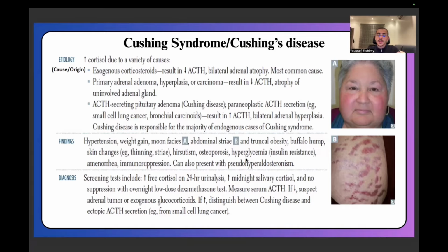There would be hirsutism. There would be osteoporosis because of the decreased osteoblast activity. There would be hyperglycemia. We mentioned that corticosteroids are diabetogenic. So there would be insulin resistance. They are more prone to developing diabetes. There would be amenorrhea because it interrupts the GnRH signaling. There would be also immunosuppression. So all of these are basically symptoms of Cushing's or increased cortisol in our body.